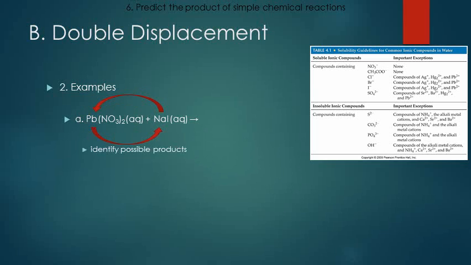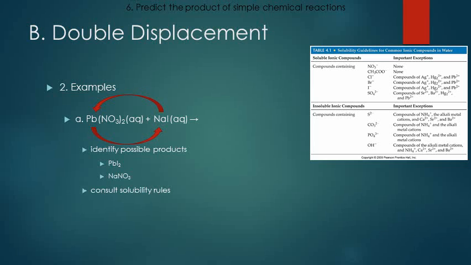So identifying our possible products, that would be lead 2 iodide. Remember, the charges on the ions don't change. The lead is 2+ here, so it'll still be 2+ with the iodide, so PbI2, and then NaNO3, the sodium nitrate. So those are our possible products.